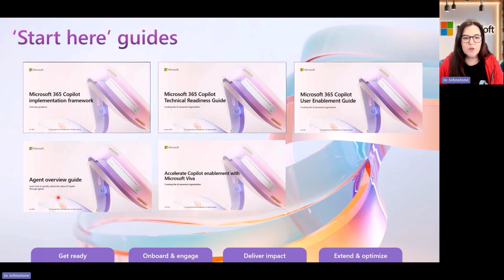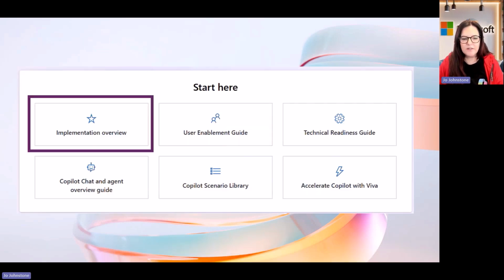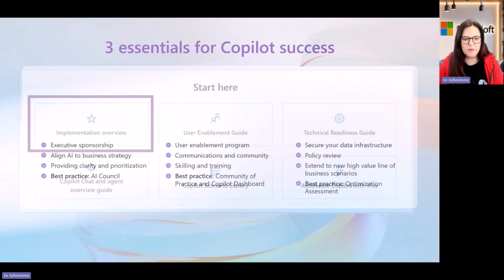Then we've got a view on agents, whether they're Studio, SharePoint, or Agent Builder. Everything you need to know is in this guide. And then how are you going to measure all the success? Everything you need to know is in this Microsoft Viva guide. So let's have a look at some of these. We'll start with the implementation overview guide.